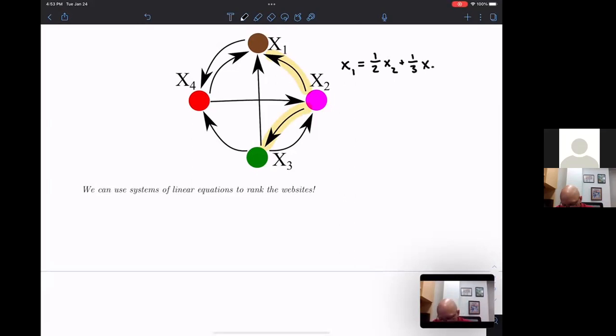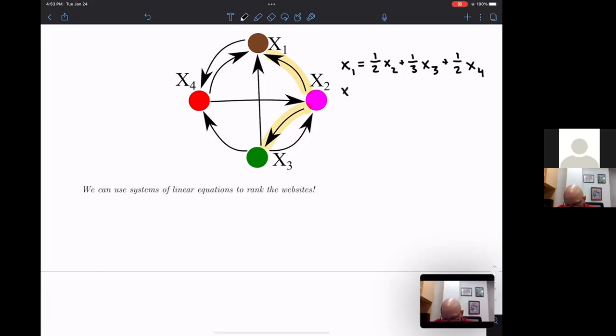1/3 of X3. If I look at X3, there are 3 arrows and one of them is going to X1. And how much of X4 do I get? There are 2 arrows from X4, so I'm getting half of X4. And so that's the equation for X1, right? X1's value is these 3 contributions.